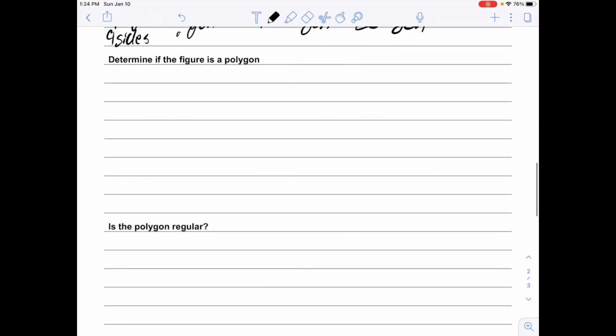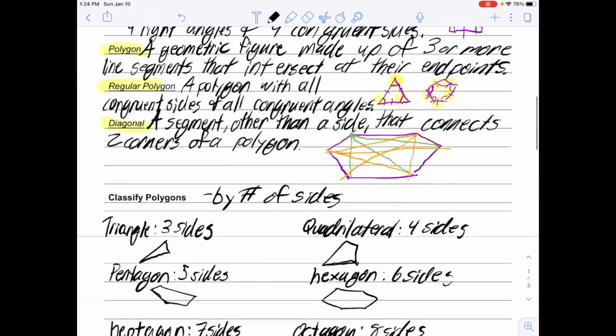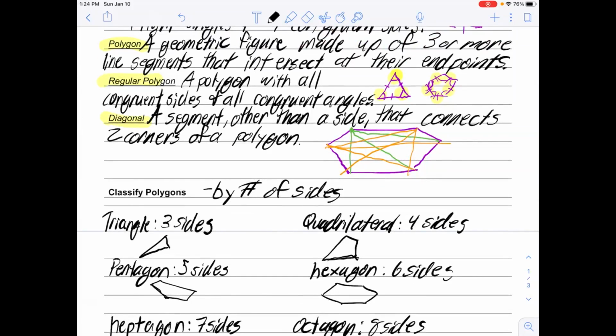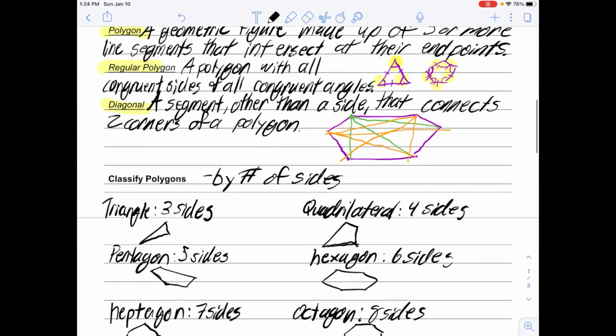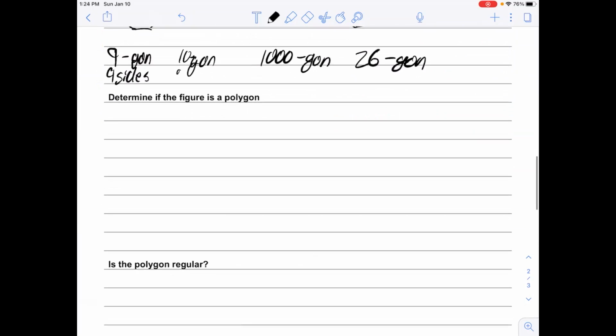So the definition of a polygon that we got up above is that it is a geometric figure made up of 3 or more line segments that intersect at their endpoints. So for example, this shape here, this is not a polygon. It is not a polygon because it's not closed at the bottom. There's an open side. It's also only made up of 2 line segments.